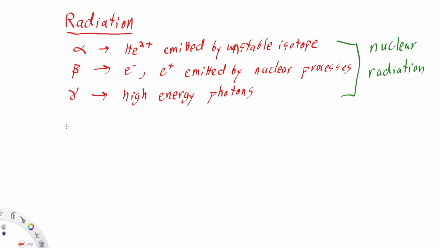Here, we're going to be concerned with a more general definition of radiation. So, electromagnetic radiation, in other words, light. What in the world is a positron? A positron is a piece of antimatter which is the opposite of an electron.